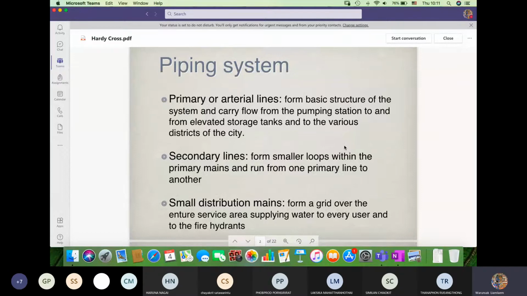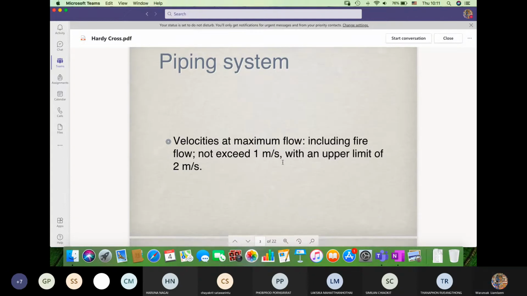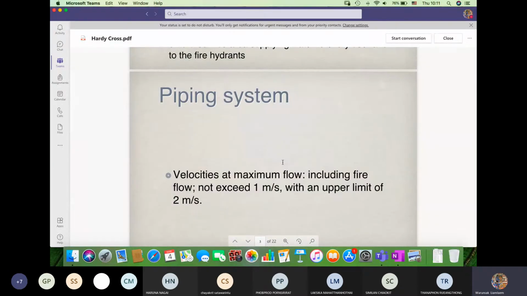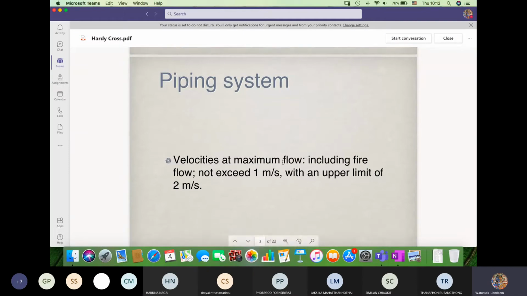Okay, I will just come back to the presentation, these Hardy-Cross presentations again. For piping systems, there are some guidelines. The flow velocity should not exceed 1 meter per second, with an upper limit of 3 meters per second. In fact, we prefer not to maintain flows greater than 3 meters per second. But in general, between 1 and 2 is the most appropriate. If we maintain higher flow rates, there will be higher head loss. If you connect the pipe with a pumping system, the pumps have to work a lot to overcome the loss due to the high velocities.